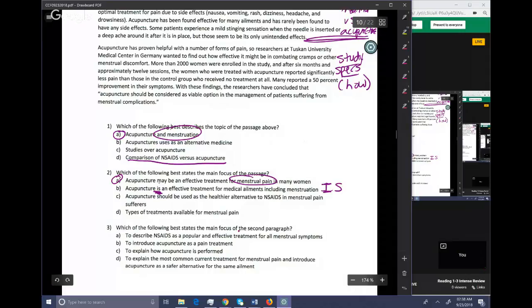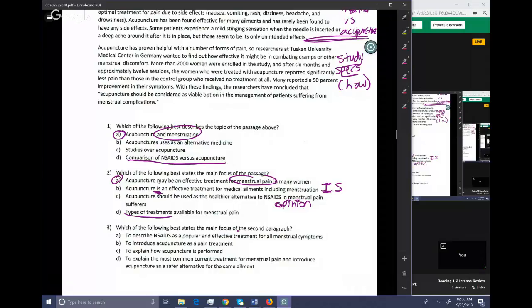Acupuncture should be used as the healthier alternative to NSAIDs in menstrual pain sufferers. This would be if it was an opinion piece about the fact that you should be doing acupuncture for this, and that's not what it was. And then D says types of treatments available for menstrual pain. This would be if the whole passage focused on talking about all the options for treatment.